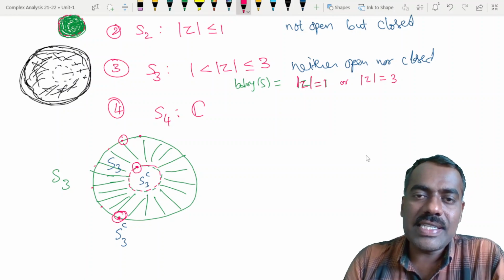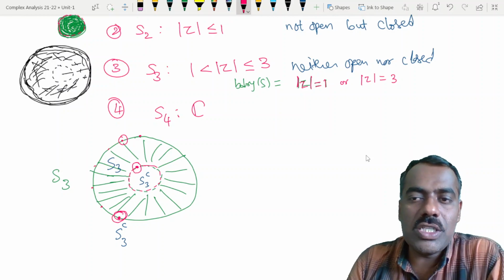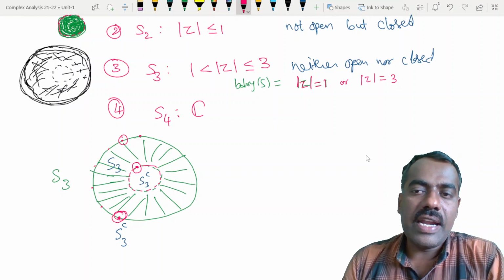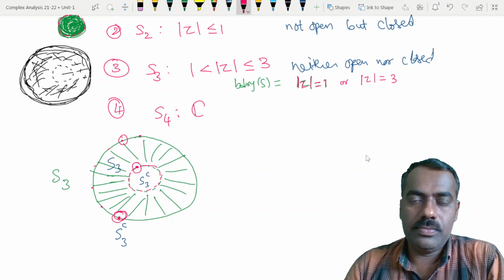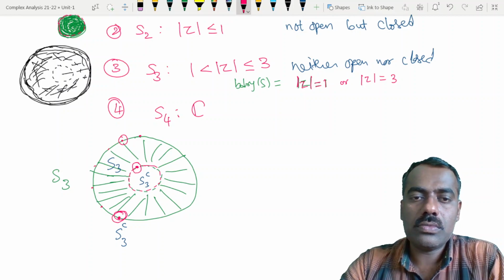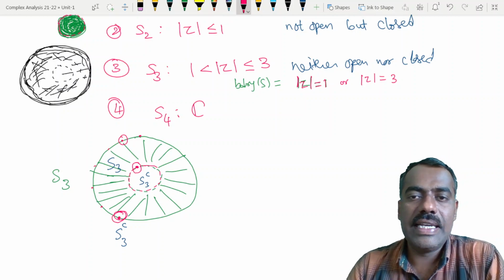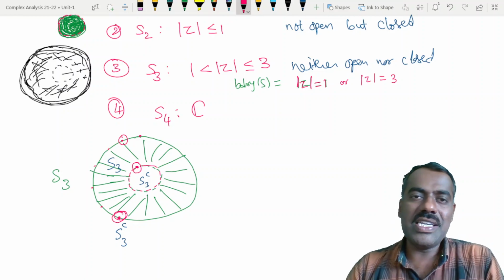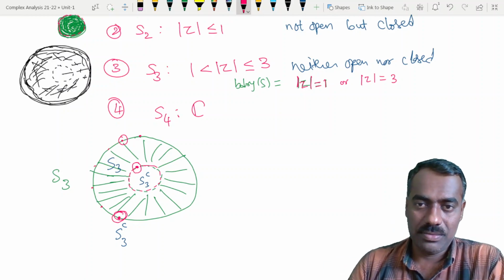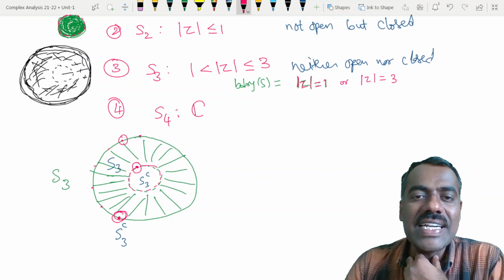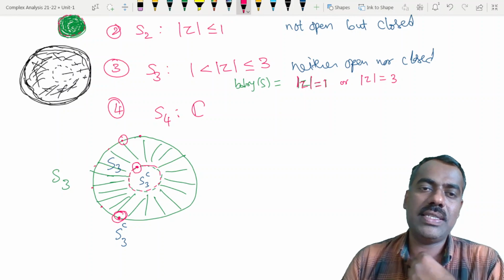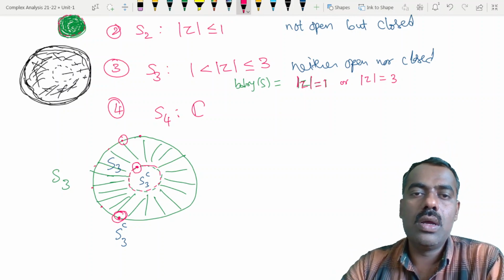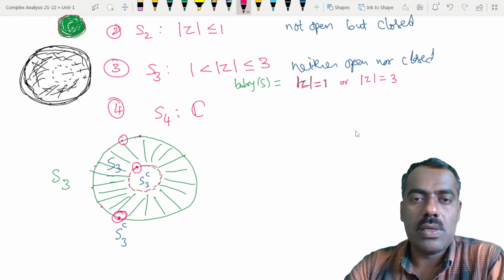Because it contains some boundary points, namely mod z is equal to 3. And why is it not closed? We say something is closed if it contains all its boundary points. So it is not containing mod z is equal to 1. Those points are not there in S3, which are boundary points. Is that clear? So therefore it is neither open nor closed.